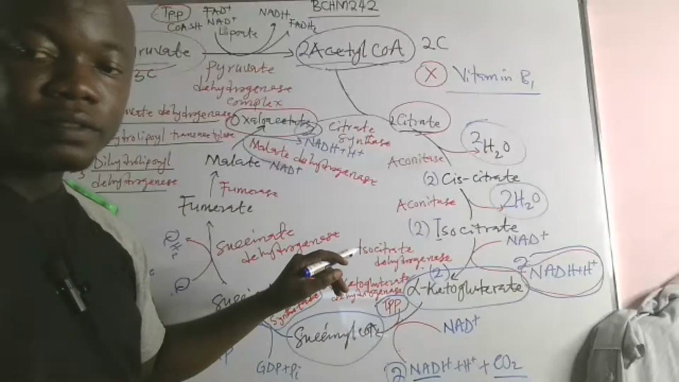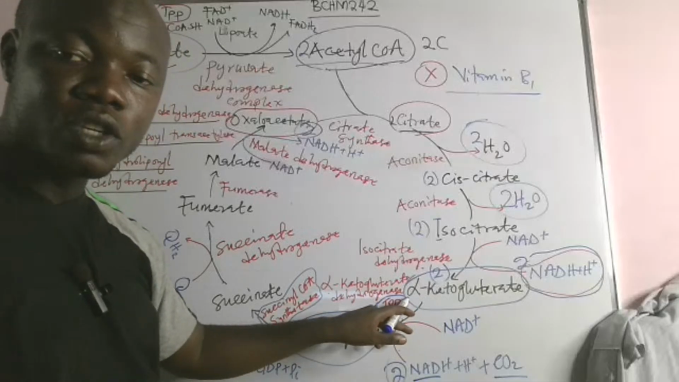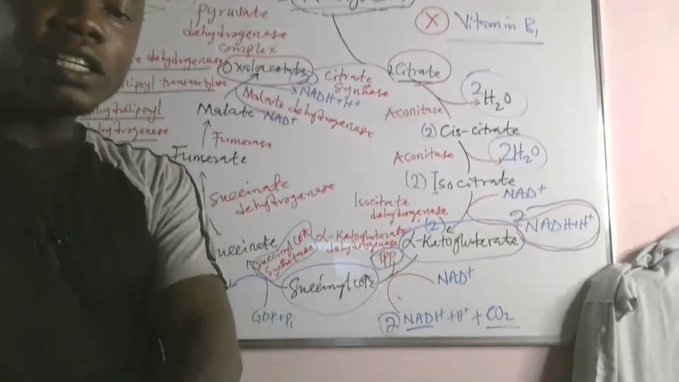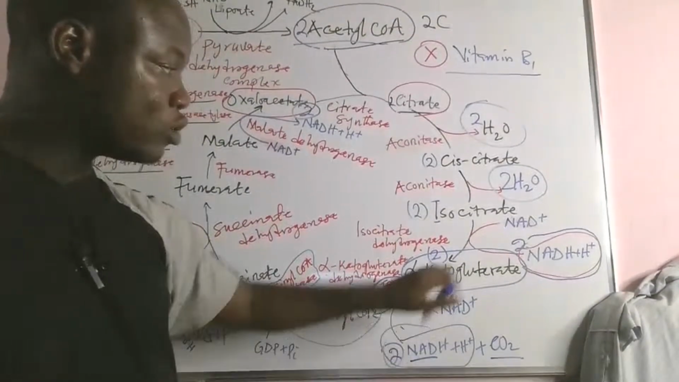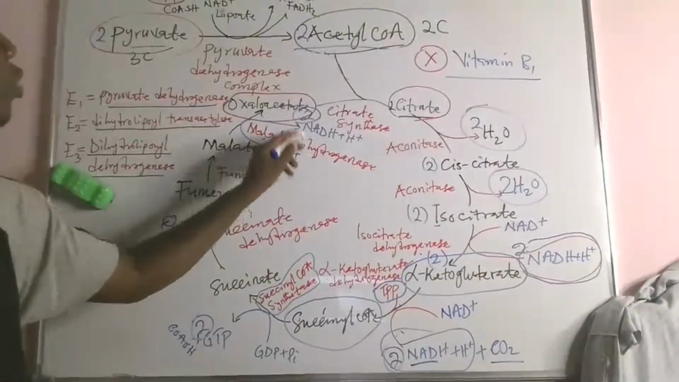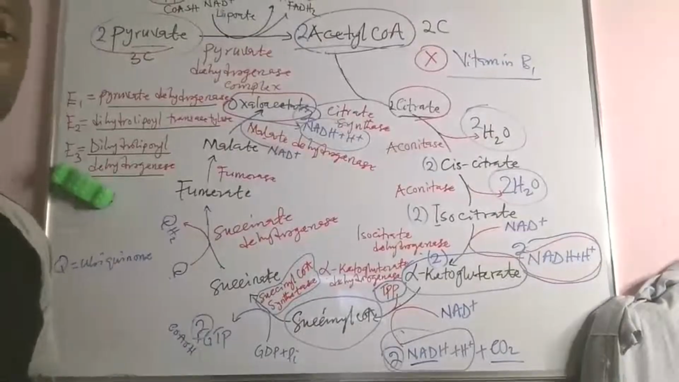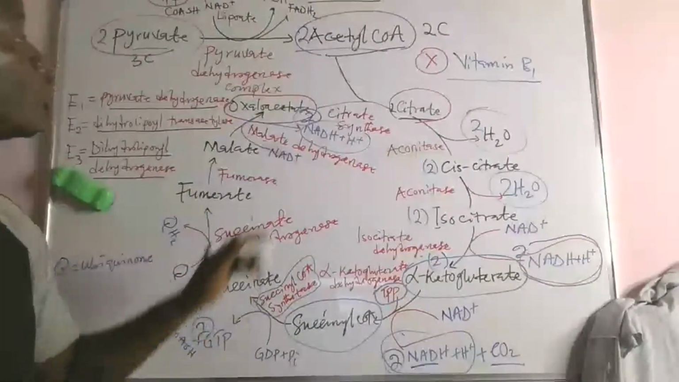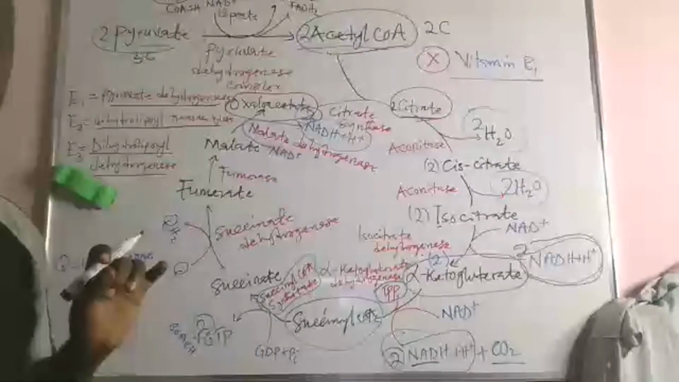At the point of alpha ketoglutarate dehydrogenase, look at it, you also generate another NADH. Look at it very well here. You also generate another NADH. So this is 2 steps. And what is the other step? Malate dehydrogenase, you also generate another NADH.